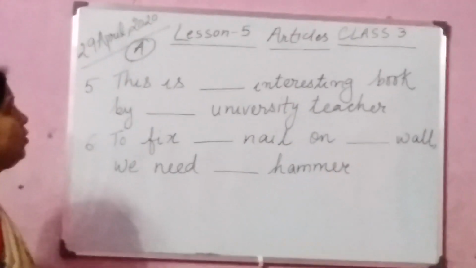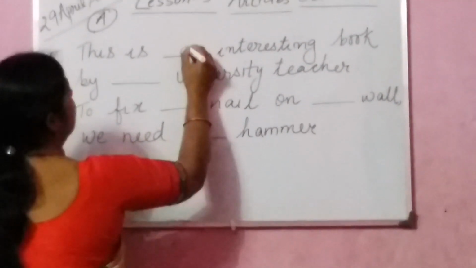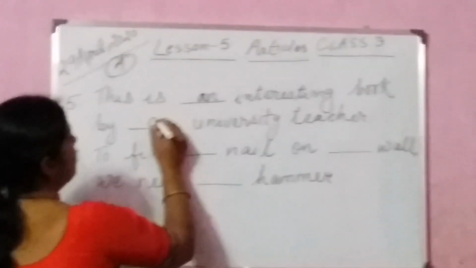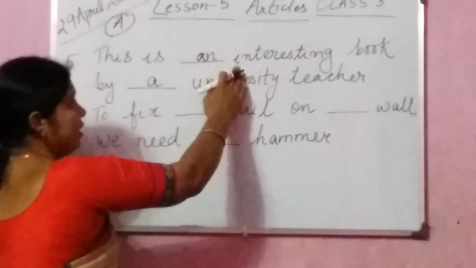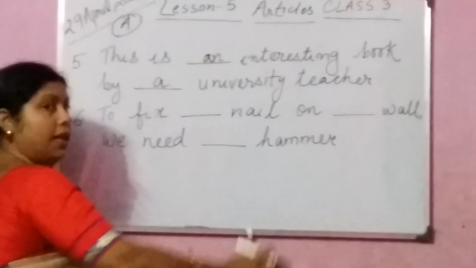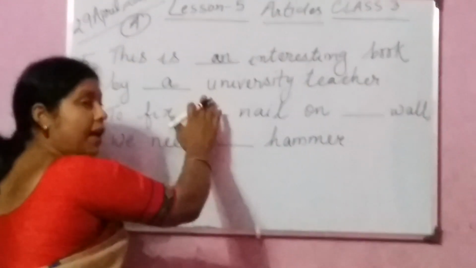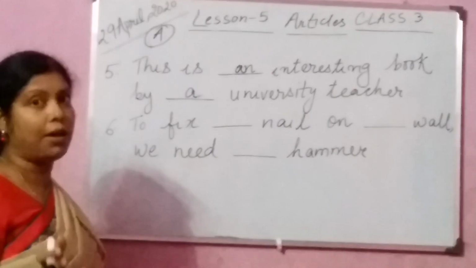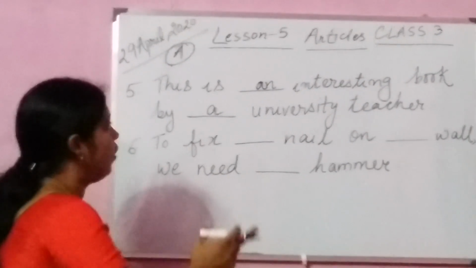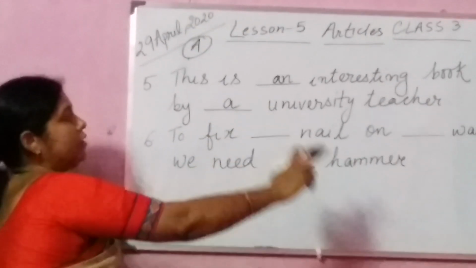See children, here number 5 you see, this is an interesting book by a university teacher. Now you see here, this is starting with a vowel sound, so here we are using an. And this is already a vowel, A, E, I, O, U, I is a vowel. And you see here, by a university teacher. Here as I explained to you, U is a vowel, but the pronunciation of Y is coming. The Y sound, a consonant sound, is coming. So we are using a here. Okay, a university teacher. This is an interesting book by a university teacher.